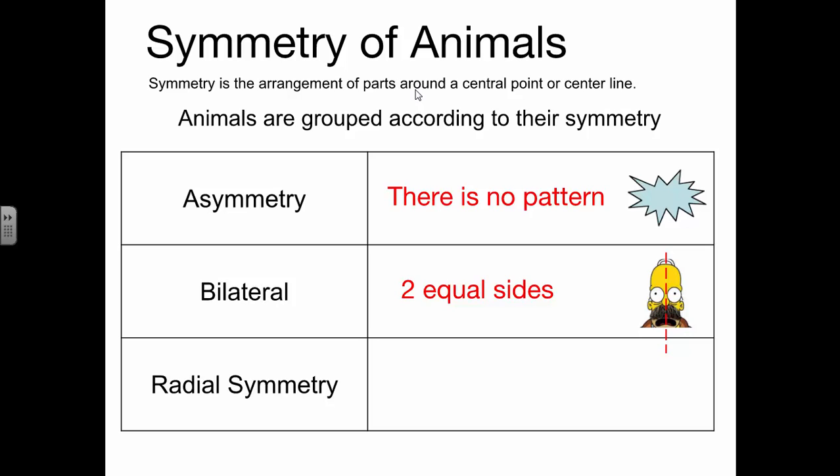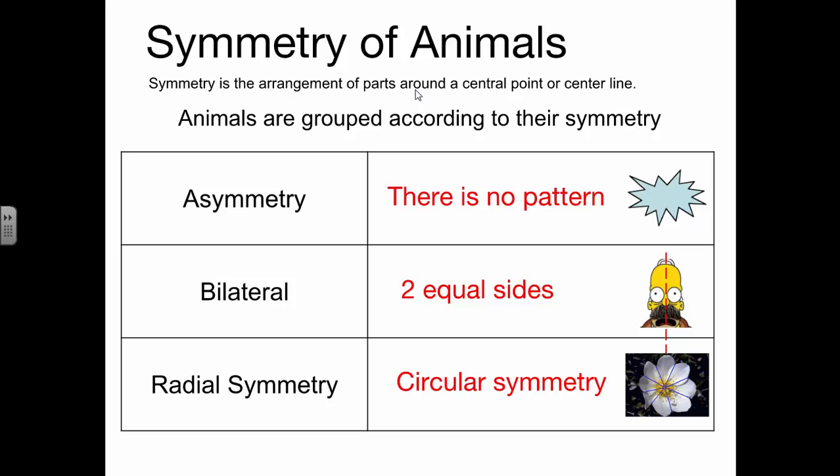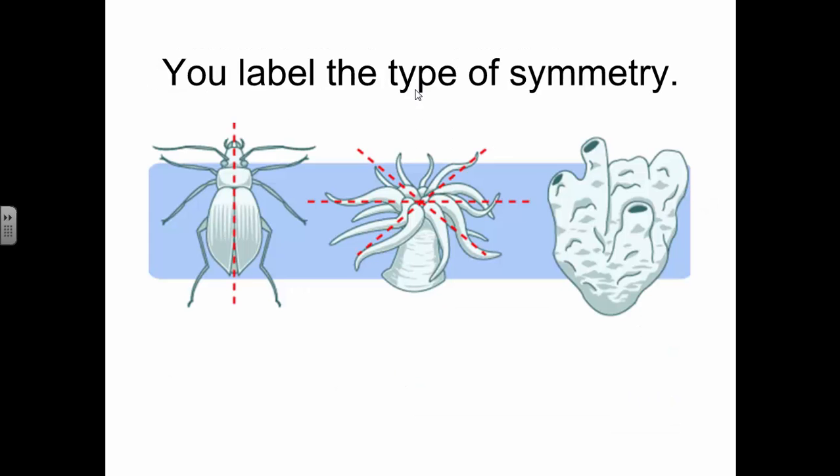Then there's radial symmetry. What do you think that means? Richard? Circular symmetry. Circular symmetry, radius of a circle. Circular symmetry in which things are in sort of like spokes on a wheel or in a circular pattern. And with circular symmetry, usually, you can draw several lines dividing it in equal parts. Here's some examples.